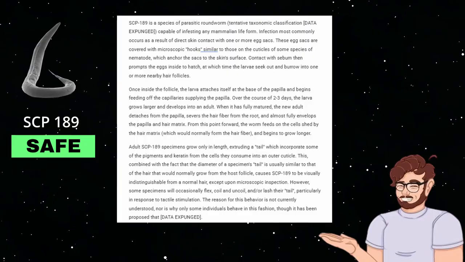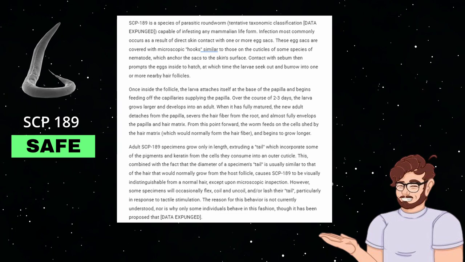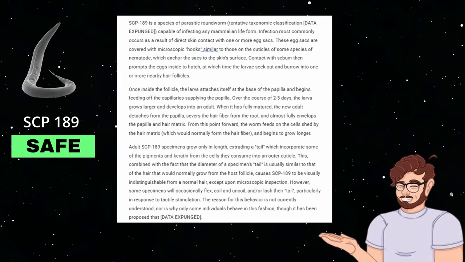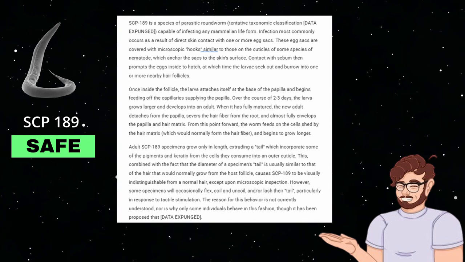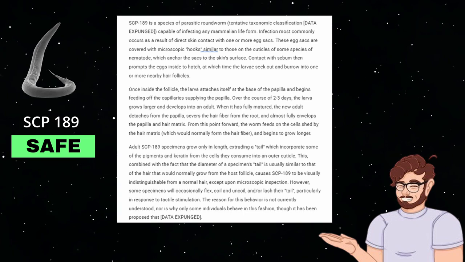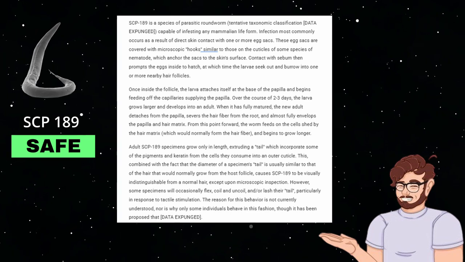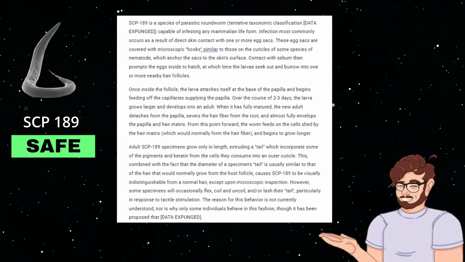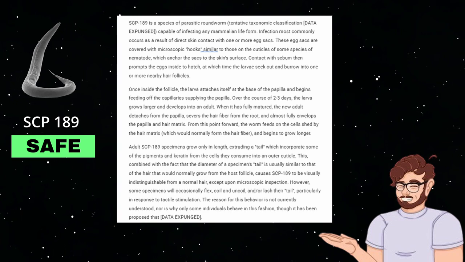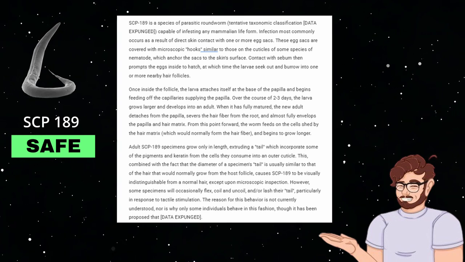SCP-189 is a species of parasitic roundworm. Bear with me here while I try and get this first try. Tentative taxonomic classification, data expunged, capable of infesting any mammalian life form. Infection most commonly occurs as a result of direct skin contact with one or more of the egg sacs.